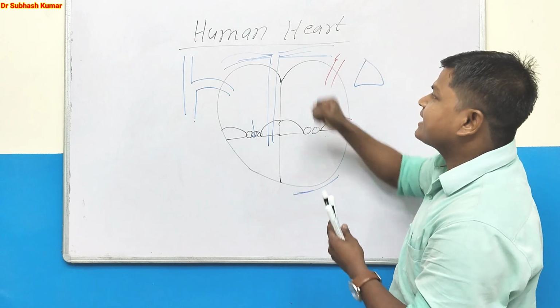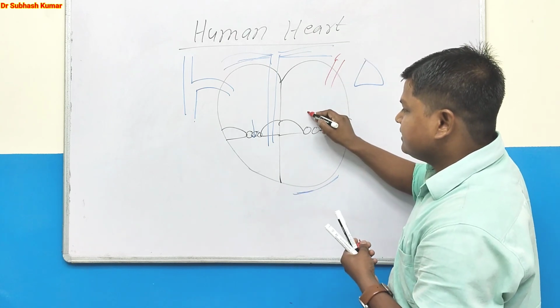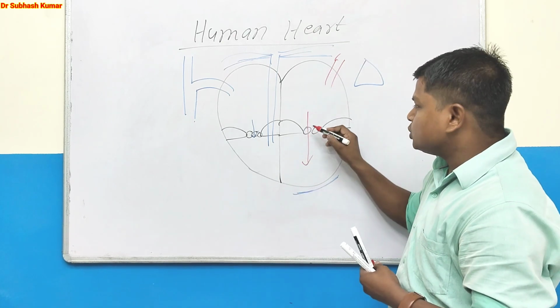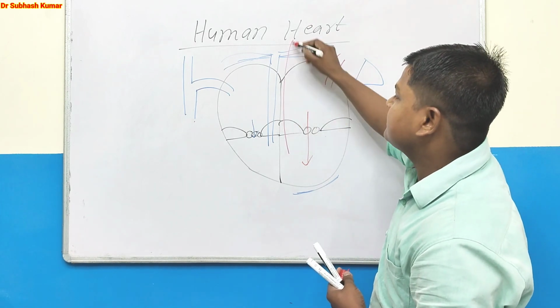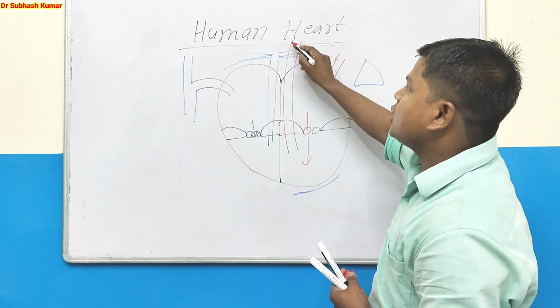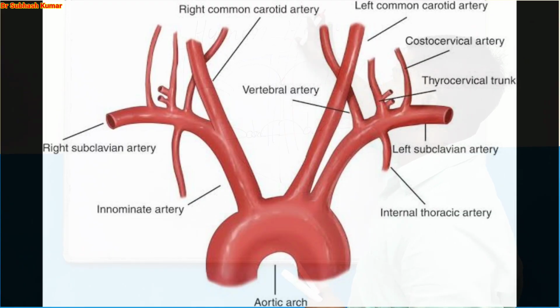Then the left atrium contracts, and blood goes into the left ventricle through the bicuspid valve. Then a structure originates here known as the aorta. The aorta pumps the blood throughout the system.